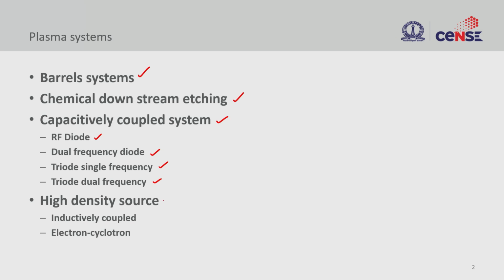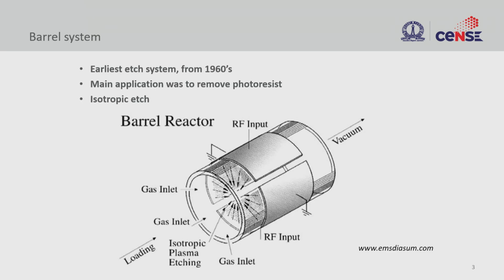The next is the high density sources, where we use inductively coupled plasma, right. So this is very different from the capacitive coupled configuration, and electron cyclotron configuration as well, which creates high density plasma. So in capacitively coupled system, the plasma density is limited, right. We will see the reasons why it is, and then justify the configuration change.